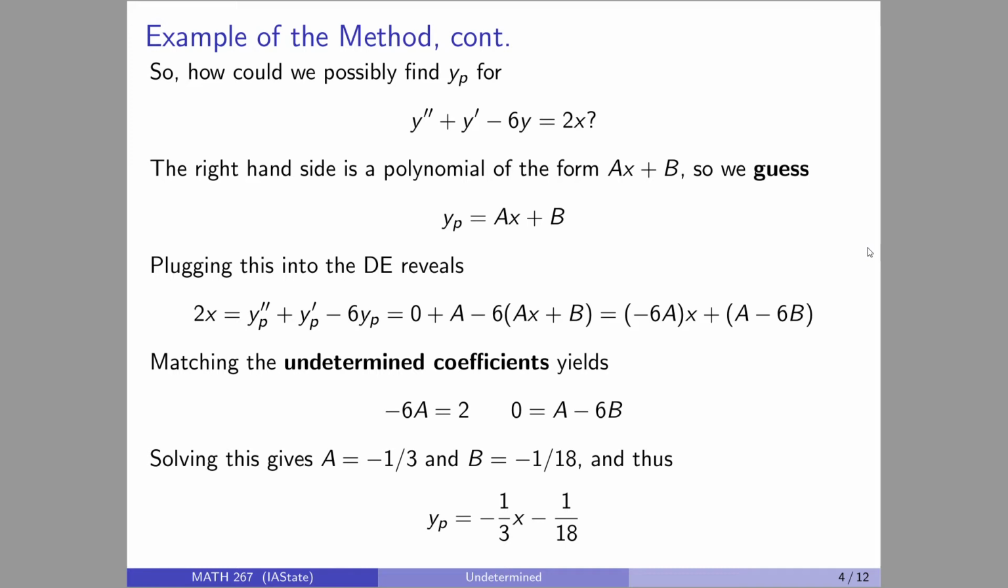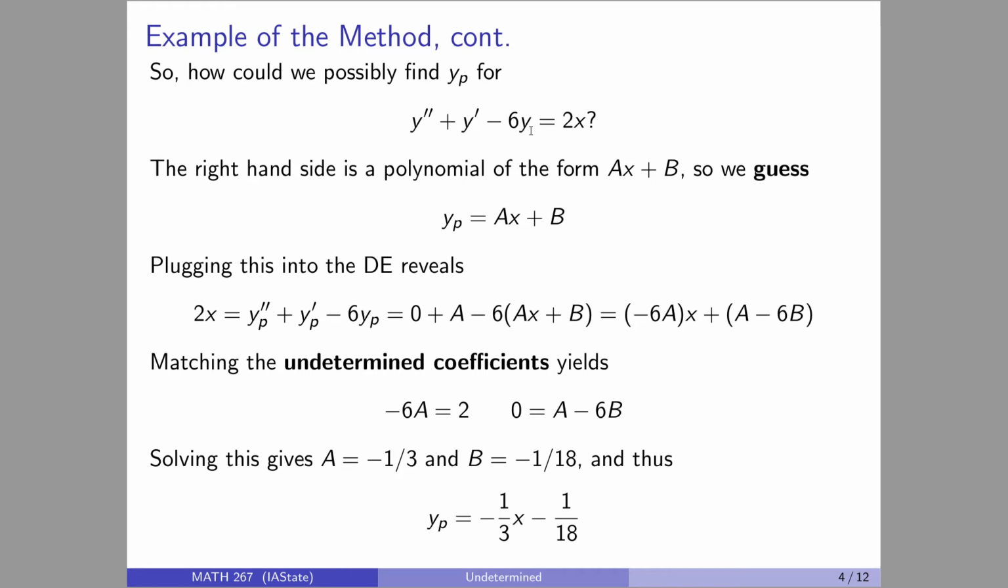A is negative 1/3, that forces b to be negative 1/18, and so the particular solution is negative 1/3 x minus 1/18. Right, and now note here, the plus b term needed to be included. There was an actual value for the b. If you only plugged in ax, which is exactly what the right-hand side looks like, you're quickly going to find that you're going to be in trouble.